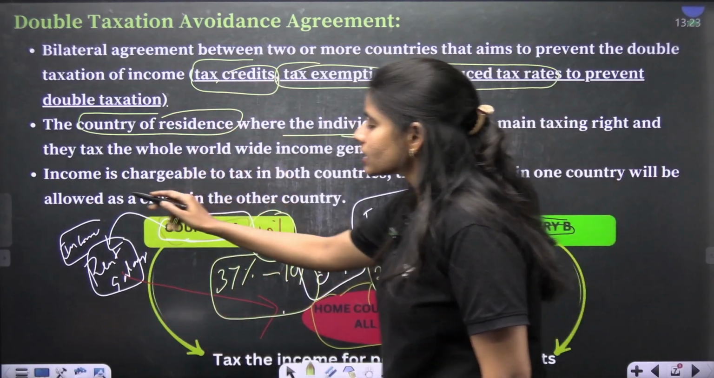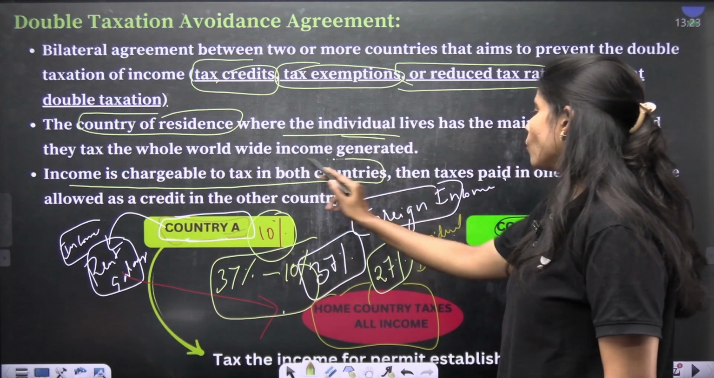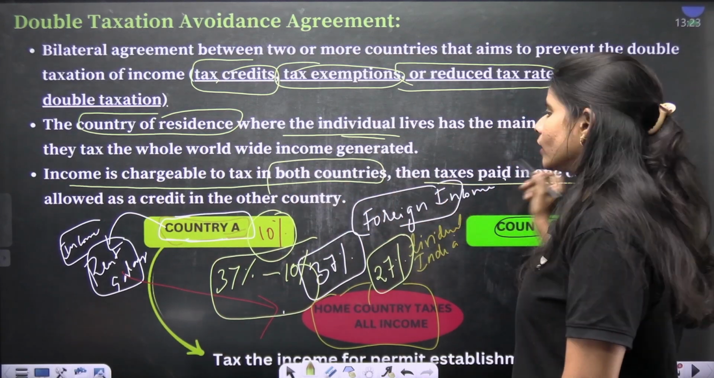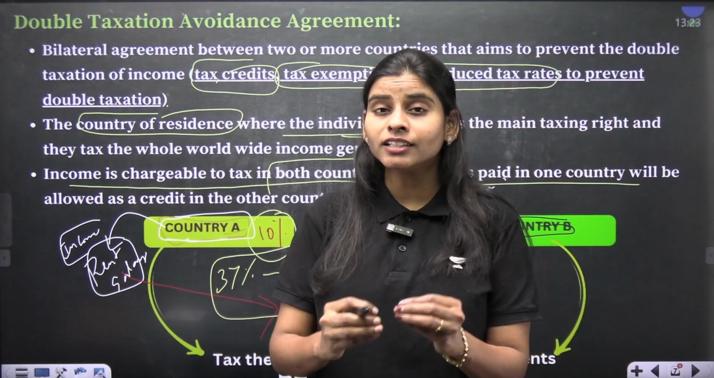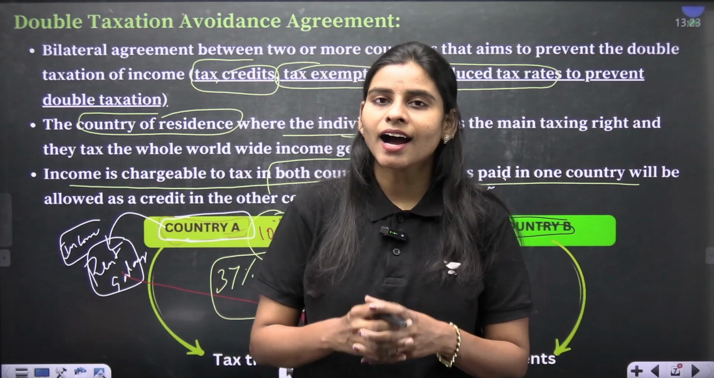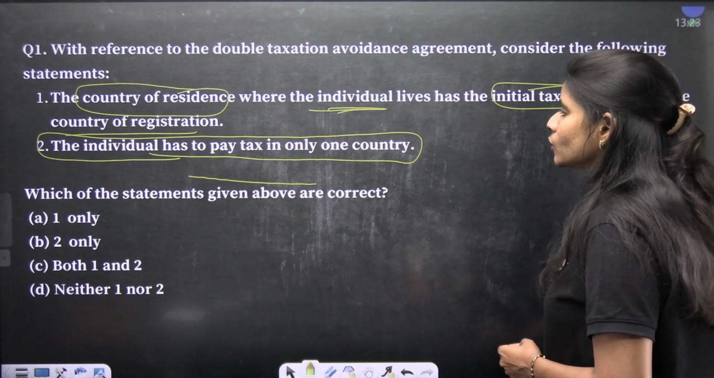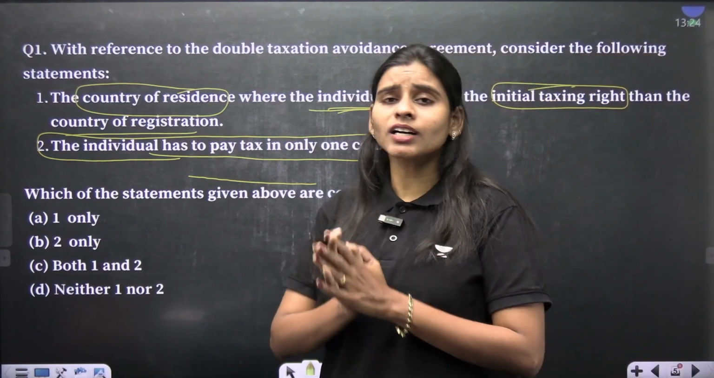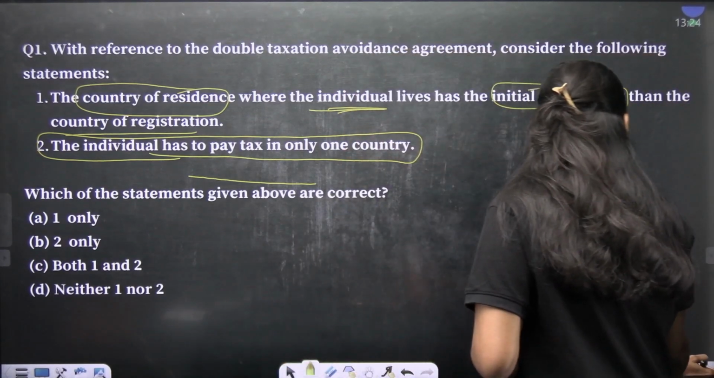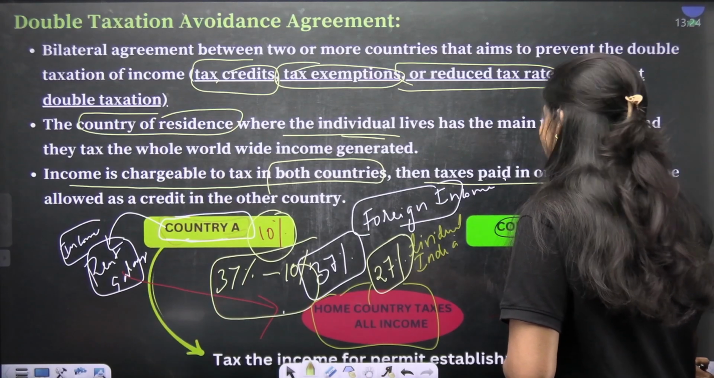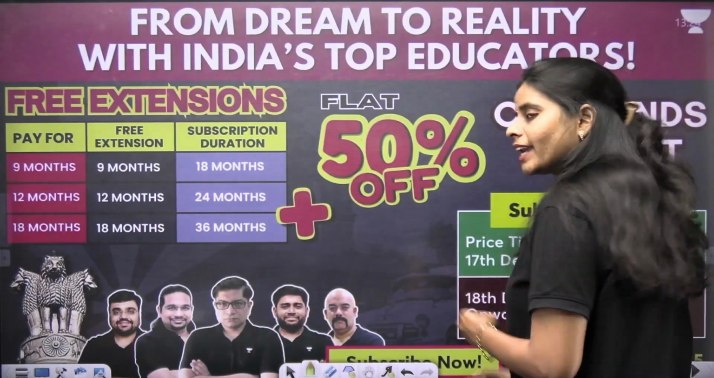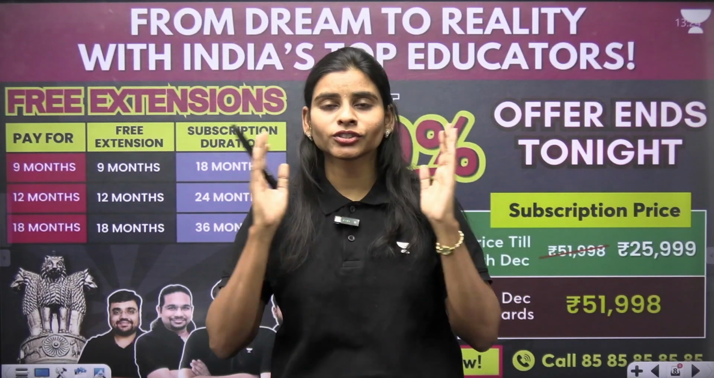And then if the income is chargeable to tax in both the countries, then taxes paid in one country will be allowed as a credit against the taxes paid in the other country. So this is how DTAA works. I explained it very briefly, and the correct answer should be option A. And now let's go to the other question, because the second question is about MFN, around which the entire issue that we face right now with Switzerland, Netherlands and the Nestle company revolves.